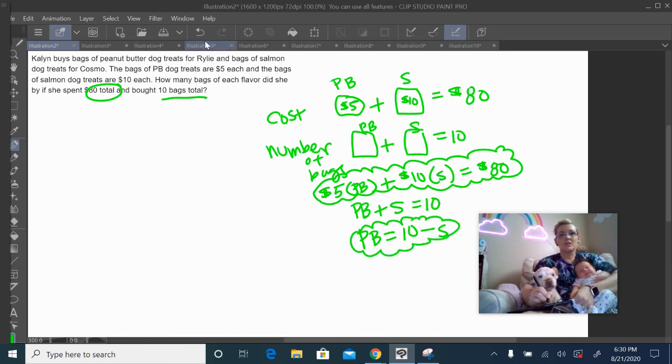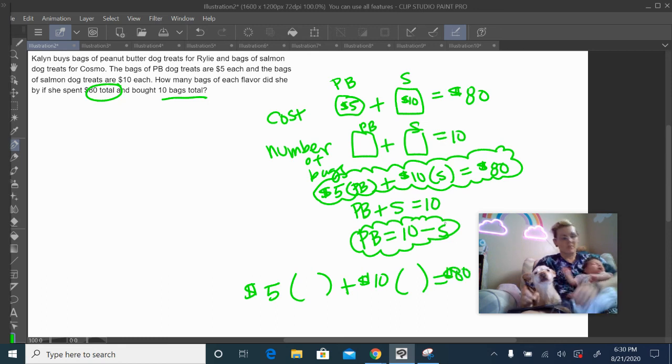Okay, so I'm going to use my first equation. So we say 5 times, so $5, times the number of peanut butter bags plus $10 times the number of salmon bags equals $80. And I'm going to use the second equation information we just got, that peanut butter is really 10 minus S.